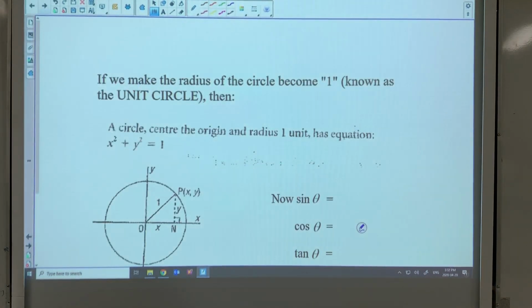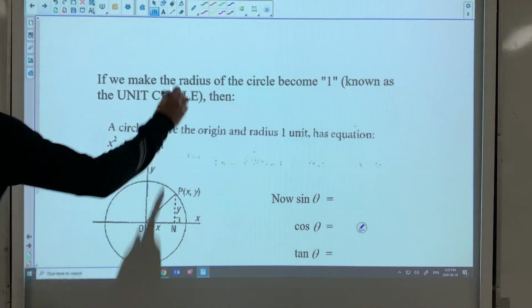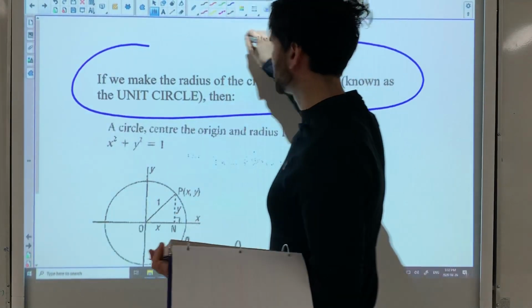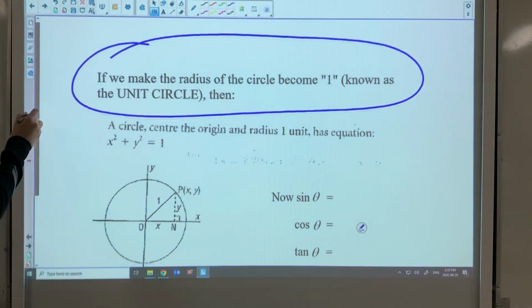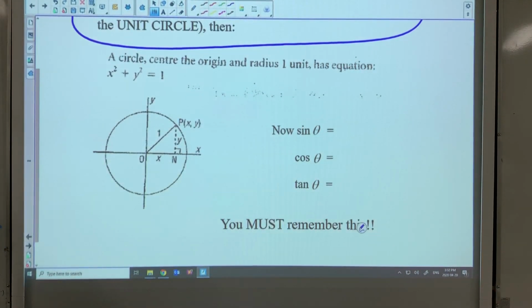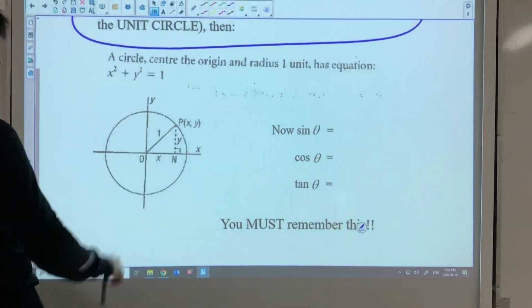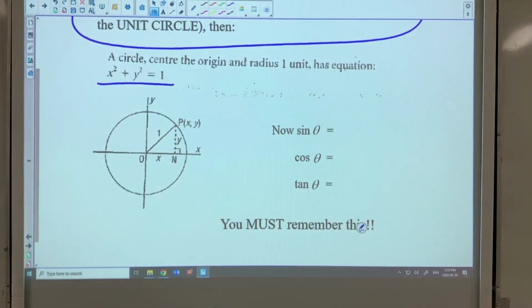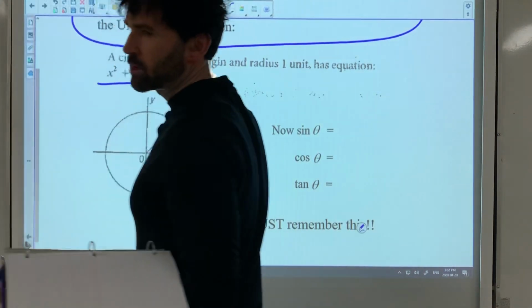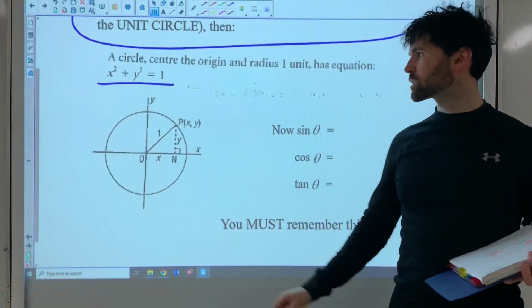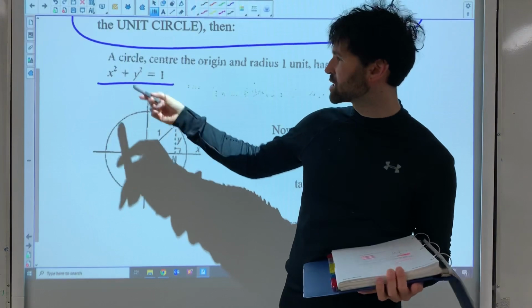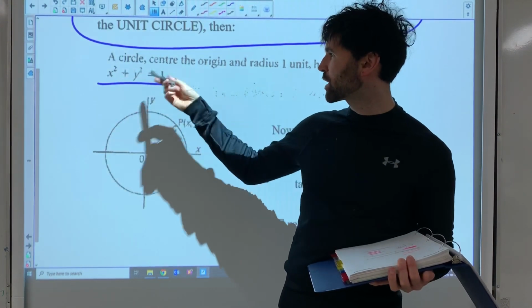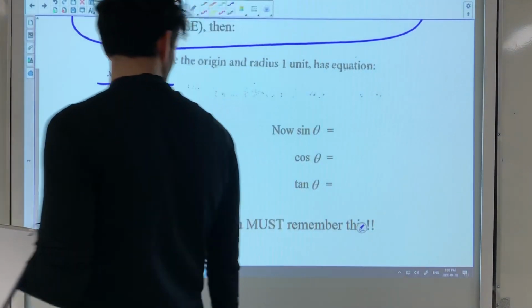So, whew, we are almost there. Just remember, if we make the radius of the circle become 1, then that is called the unit circle. So all of a sudden our equation x squared plus y squared equals r squared becomes x squared plus y squared equals 1. So if they ever ask you to find out, hey, is this point on the unit circle? It should satisfy this equation. So if you plug in the x and the y and you square them, you should get the value 1.